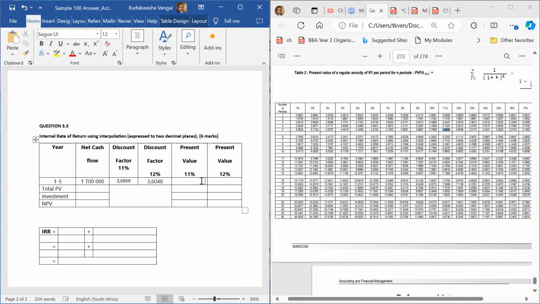So the present value at 11% is going to be 3.6959 multiplied by 1.7, which gives us here 6,283,030. And then at 12%, it's going to be 3.6048 multiplied by 1.7, which is going to give us here 6,128,160. So that's the present values. Then each investment that we make, we are going to spend 6,250,000, right?